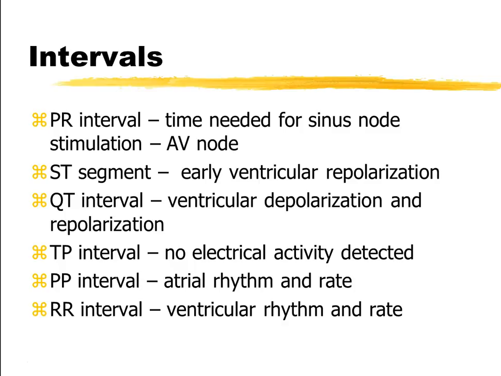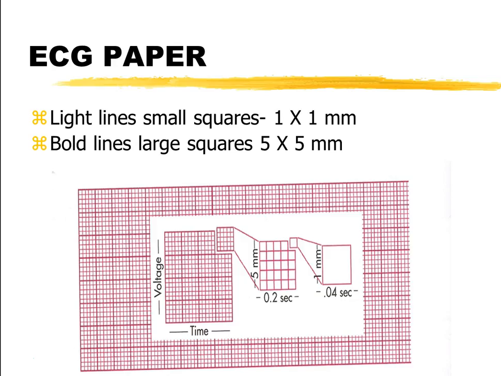The P to P interval is representing the atrial rate and rhythm. So that's saying the atria contract here, and then down the way a little bit further, you can see another P wave. The distance between those two P waves is the PP interval, and that's really indicating one atrial contraction to another. The RR interval is the same thing, only it's related to the ventricles, their rhythm and rate.